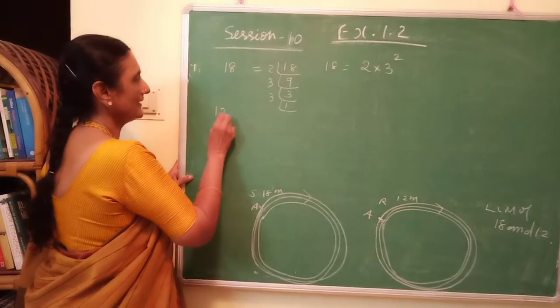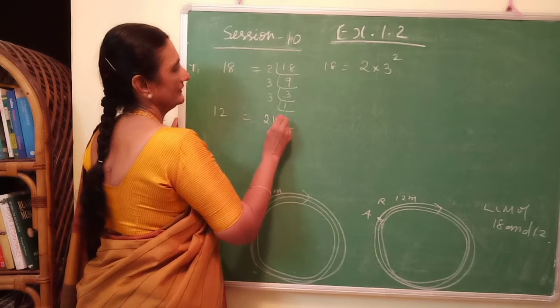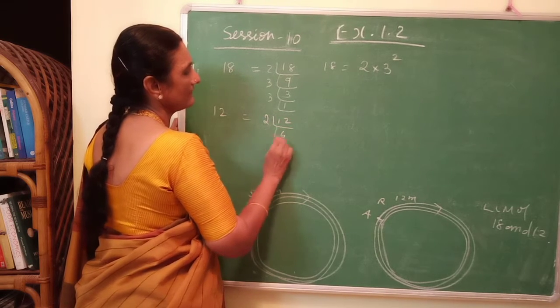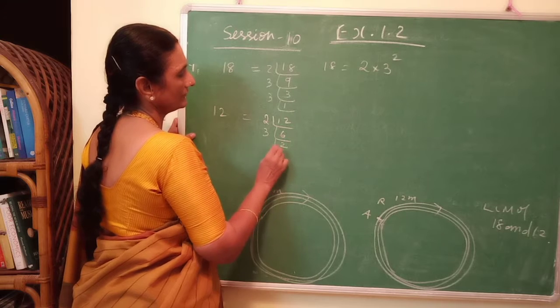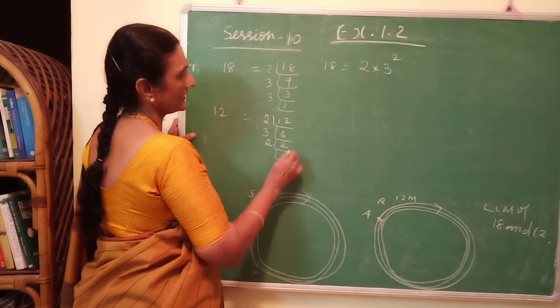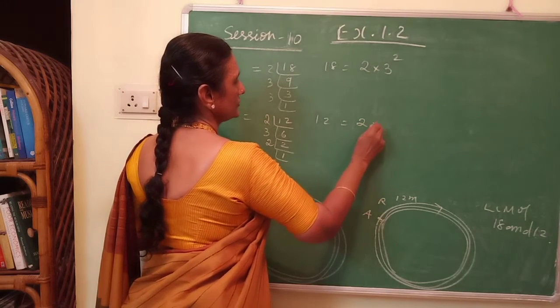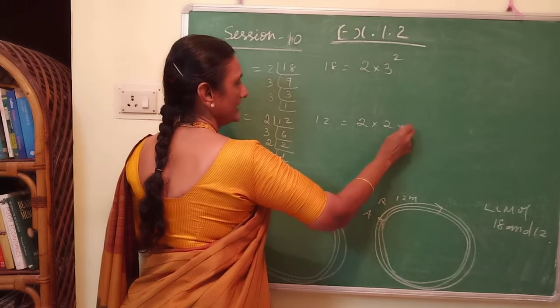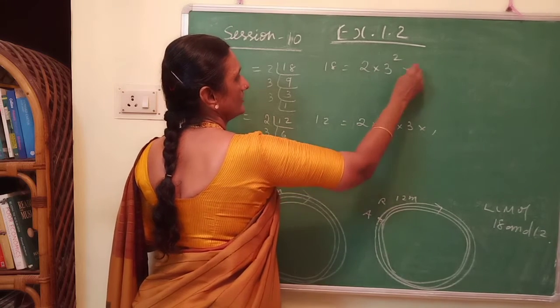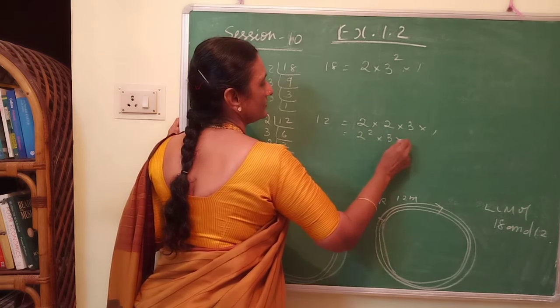What about 12? 12 we all know it is. We can do it by mind itself. So, nothing wrong if we do it like this also. 12 is equal to 2 into 2 into 3 into 1 into 1. So, I write 2 square into 3 into 1.